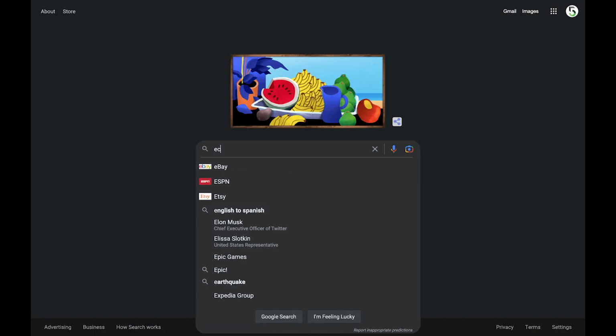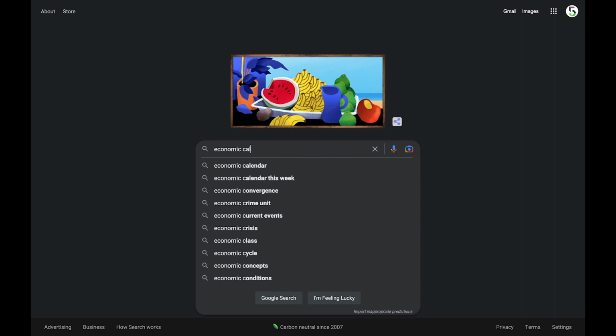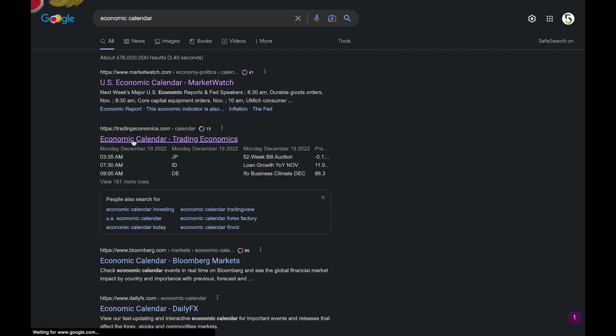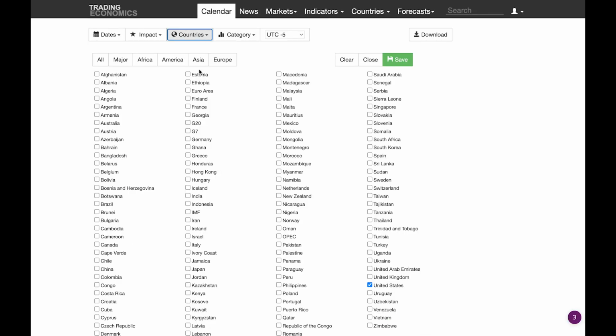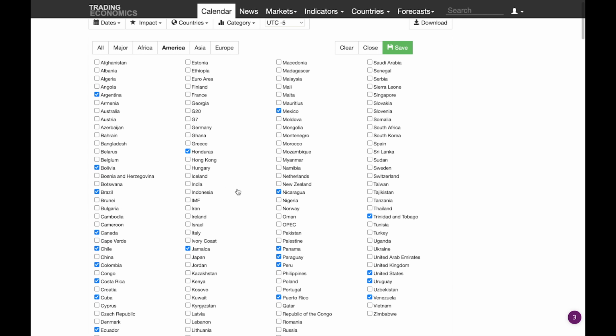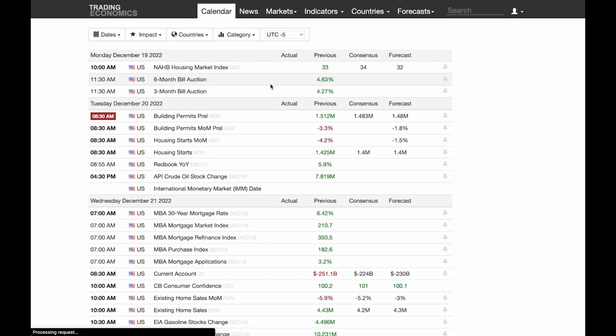Okay, I simply just Google economic calendar, and Market Watch is one that I used to use. I switched to tradingeconomics.com, so I'll click on that. And under countries, I'm not sure what is the default setting. I think it's just America. And then when you do America, you can see everything that is in North and South America is checked. So I just clear everything and I only click on United States and then click Save.